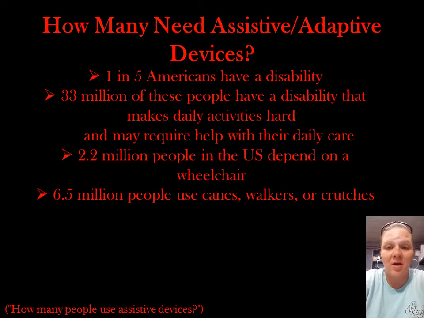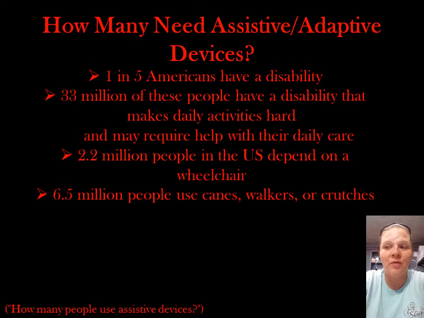1 in 5 Americans, which equals out to 53 million people, have a disability. 33 million of these people have a disability that makes daily life activities such as cooking, cleaning, getting dressed, going to the store, reading the mail, all of that kind of stuff hard for them. And usually these people require help for their daily care.